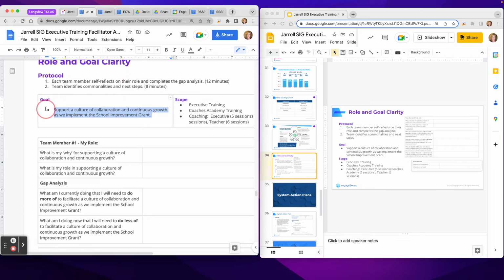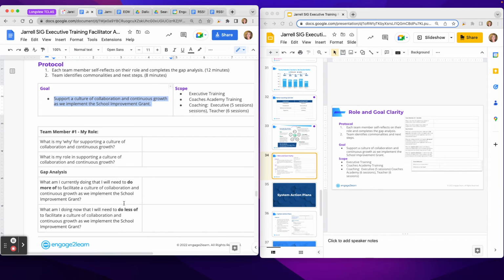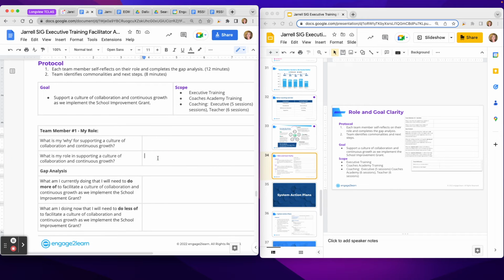If we are trying to support a culture of collaboration and continuous growth as we implement the school improvement grant, and we're going to be receiving coaching as well as other people on our campus, then here are some guiding questions. So first of all, what's my why for doing this? Like what's my why for supporting this? What's my role in supporting this?